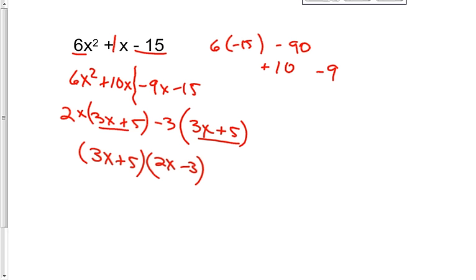You can always check to see if you're on the right track. You could just go back and FOIL again. Make sure that you come up with the exact same thing as what this started with. That's the way you check to see if you factored correctly.